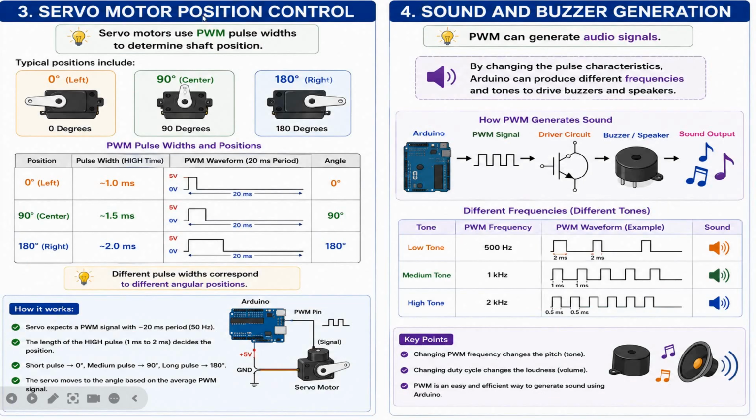And similarly here you have servo motor position control. This is one application, and then sound and buzzer generation. In a servo motor, you can change the position of the servo motor from 0 degrees to 90 degrees to 180 degrees by changing the duty cycle.